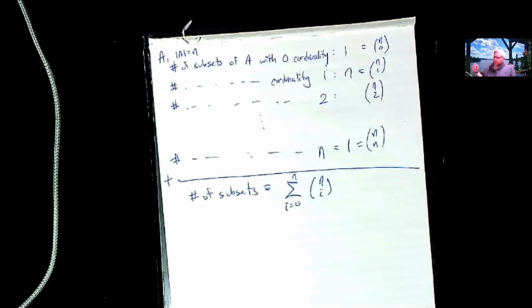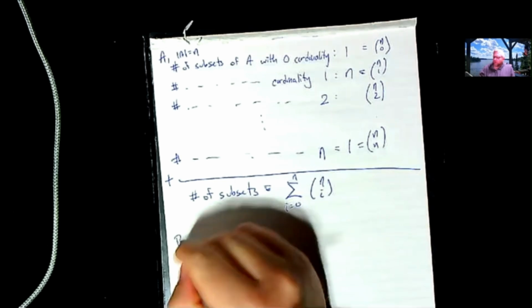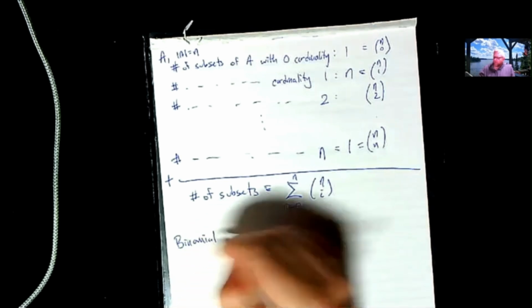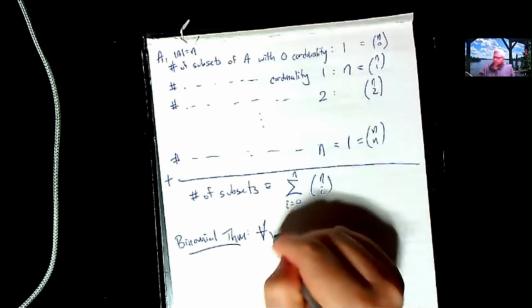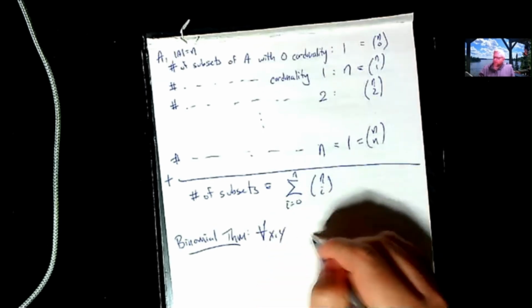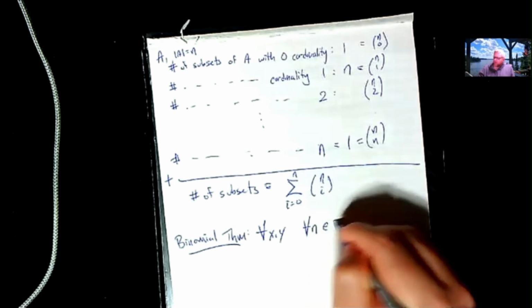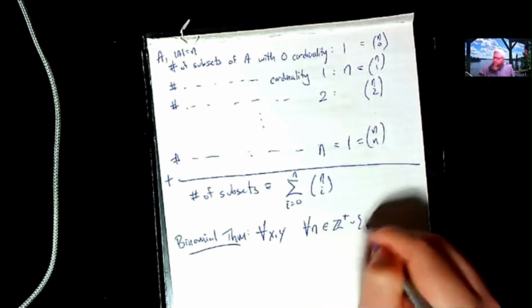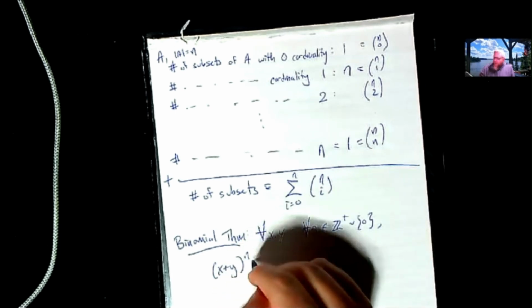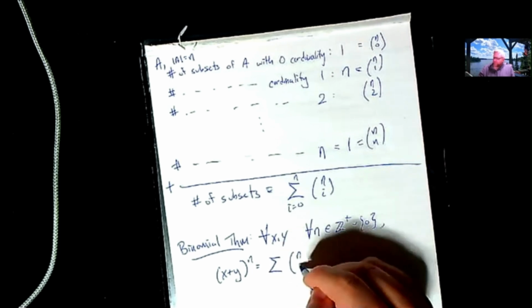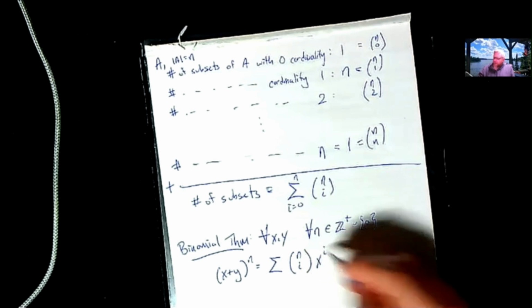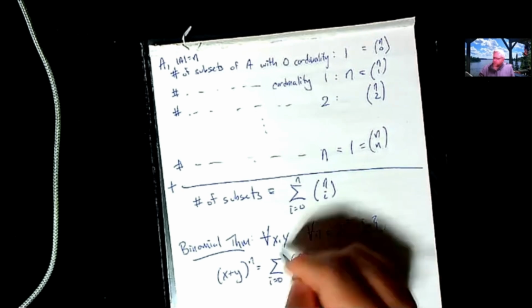Yeah, binomial theorem, absolutely. Remember what the binomial theorem says? It says, for any x and y you want, and for any n a positive integer, or 0, I guess, (x + y)^n is the sum of n choose i, x^i, y^(n-i), where i goes from 0 to n.